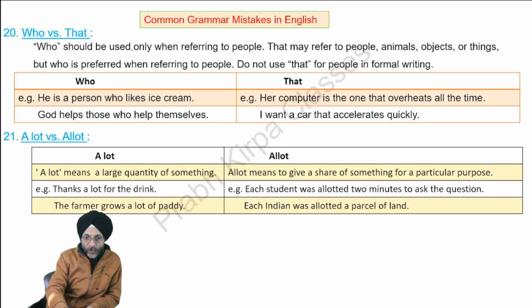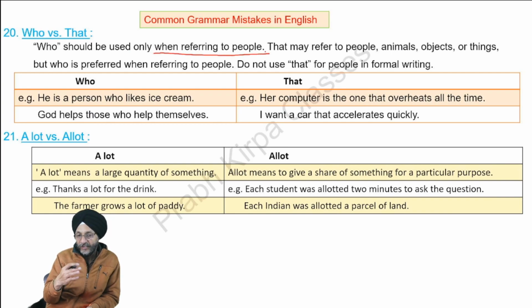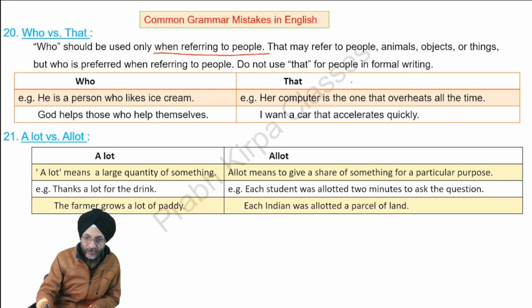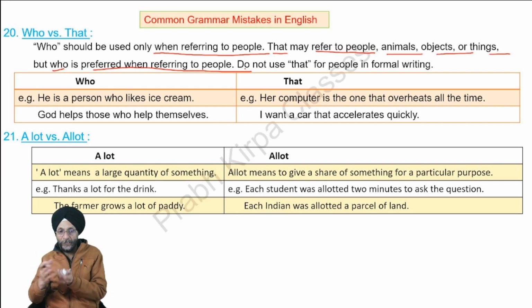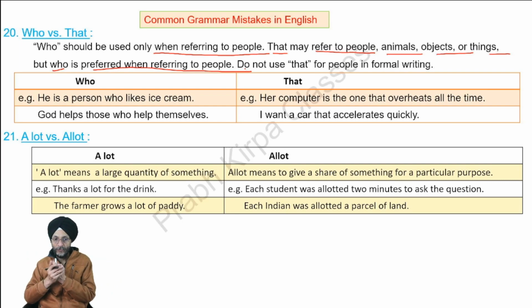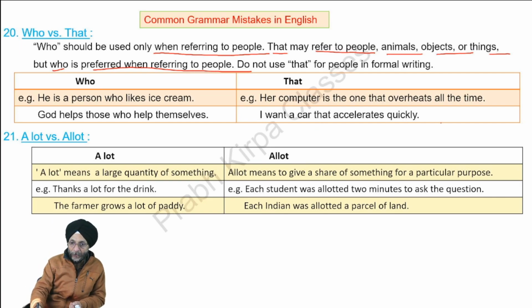Who versus that? Who should be used when we are referring to people. That may refer to people, animals, objects, or things. But the word who is preferred when referring to people. That is, when we are talking about people, we should use the word who, preferably. Do not use that for people in formal writing. Formal means business communication or for writing purpose.